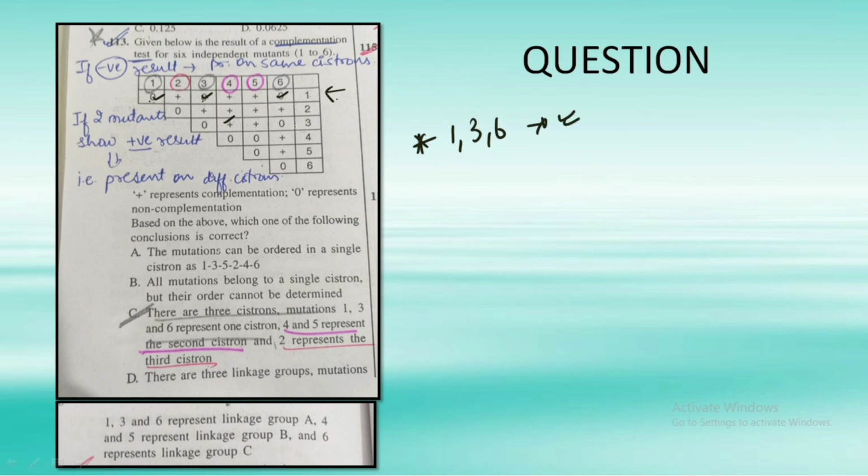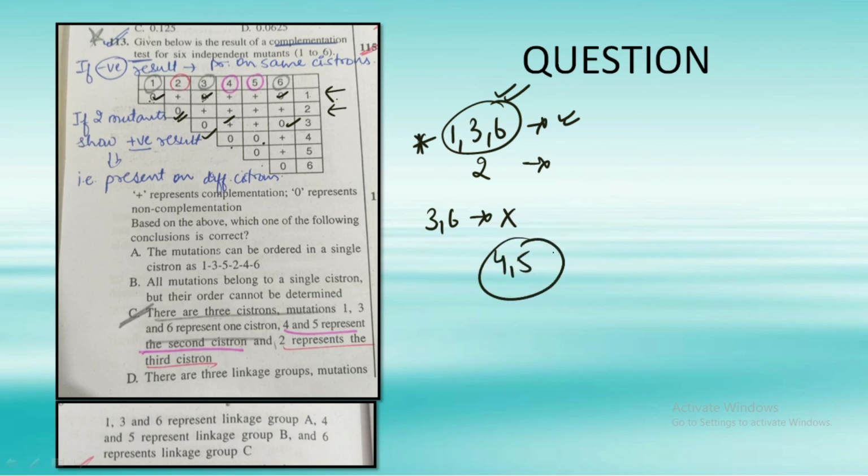In the second column, we have only 1 negative, so we'll write it in this way. In the third row we have 2 negatives, that is 3 and 6, but we would not be considering it. Why? Because we have already made a group of 1, 3 and 6. Then in the fourth we have 4 and 5. So this is the next complementation group, or the next cistron. Then we have 1 negative of 5 and 1 negative of 6. We do not have to take these into consideration because these mutants have already been used up.